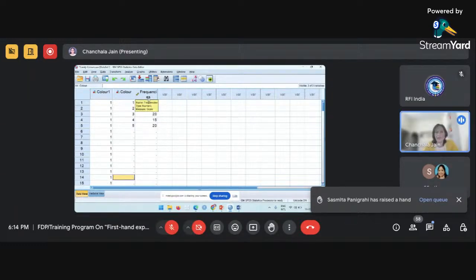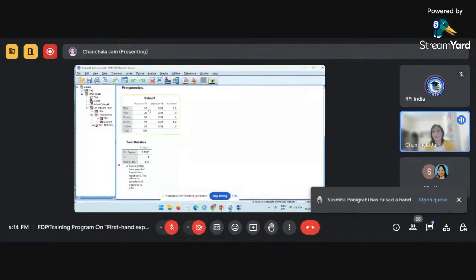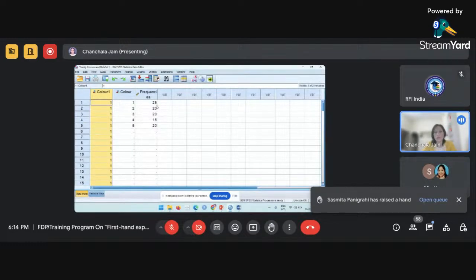One more thing I have taken here. In the next 2 columns, you can see what I did. I have taken the data like 1, 2, 3, 4, 5, clearly mentioned. Along with that, in the next column, I have written the frequencies, right? So that means I have the same data. As you can see in the output here, the observed values are 25, 20, 20, 15, and 20. Here you can see 25, 20, 20, 15, and 20. The same figures I have written here.